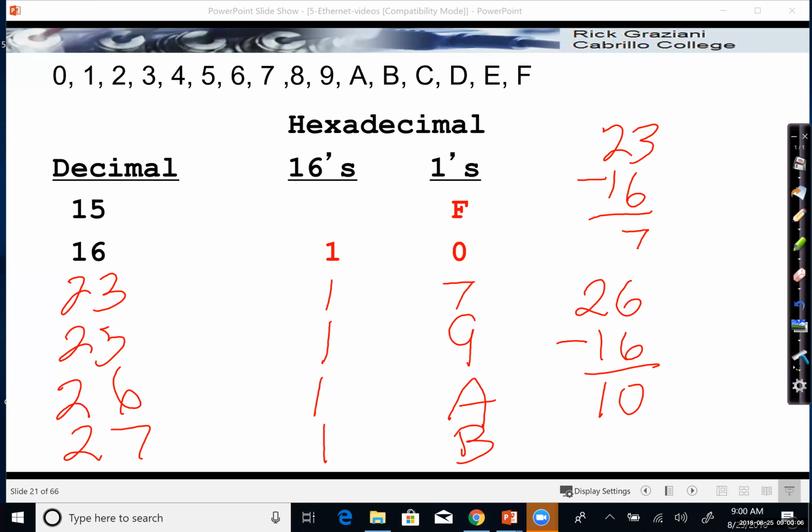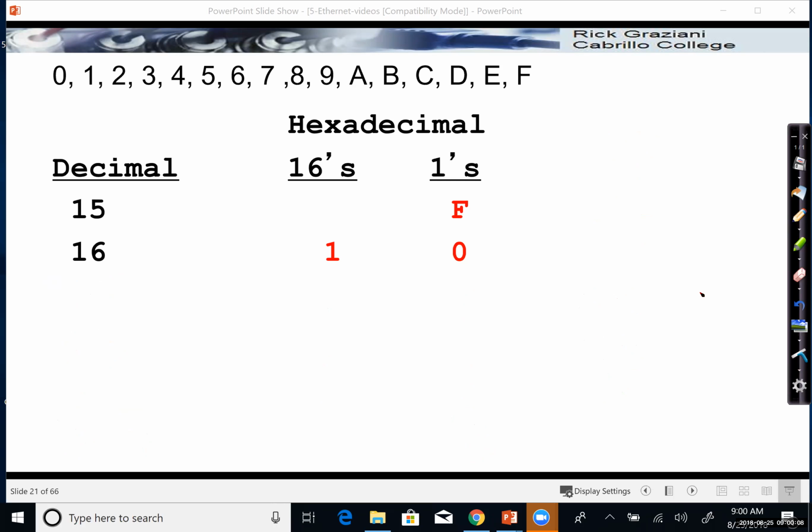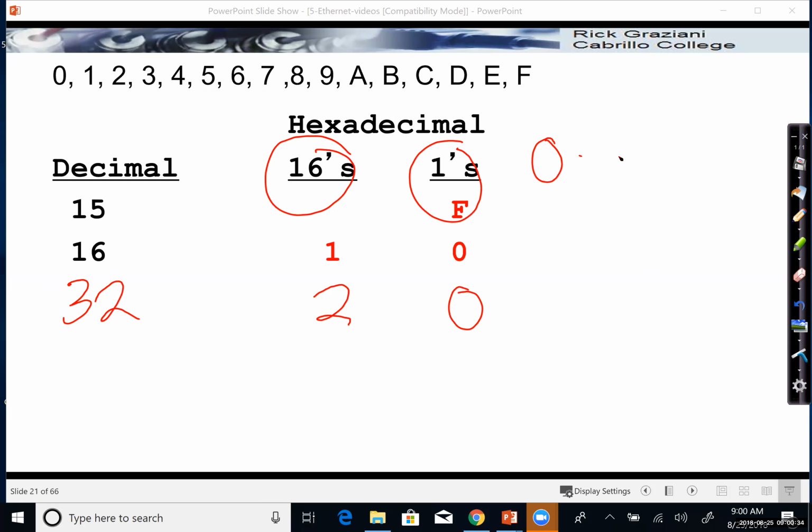Let's do just a couple more of these just to kind of give you an idea. All right. What would be 32? There we go. 2 16s. 16 plus 16 is 32 and 0 ones. Okay. So in these columns, whether it's 16s or ones, we can have anything ranging from 0 to F, or in decimal, that would be 0 to the value of 15.